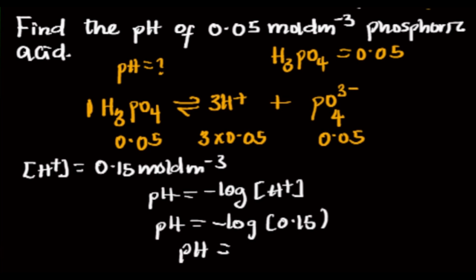So let's go ahead and do this. This is going to give us 0.82 when you press on the calculator. So that's going to be our pH. It's very, very simple. We are going to have 0.82, and that's just the answer.